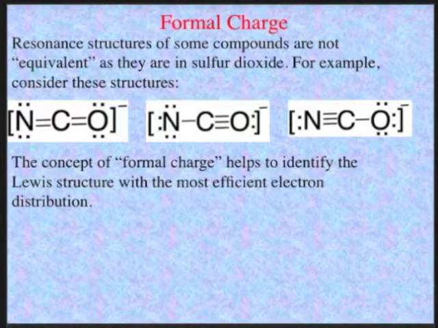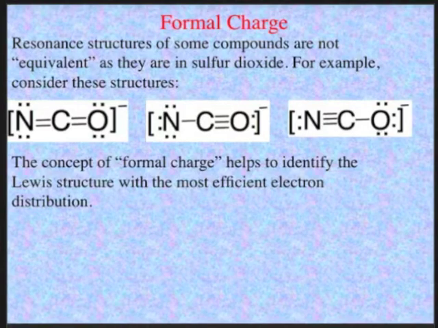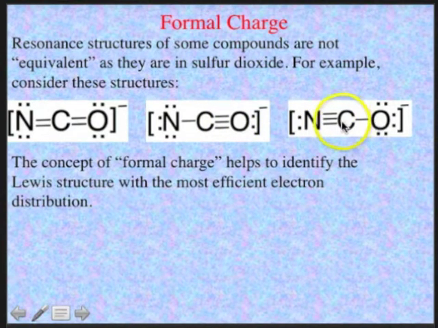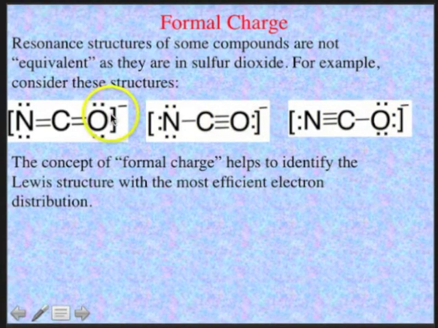Resonance structures of some compounds are not equivalent, as we saw they were in sulfur dioxide. For example, consider these structures. In the first compound, carbon is double bonded to both the nitrogen and the oxygen. In the second one, carbon is single bonded to nitrogen and triple bonded to oxygen. And in the third, triple bonded to nitrogen and single bonded to oxygen. All these are valid Lewis structures.